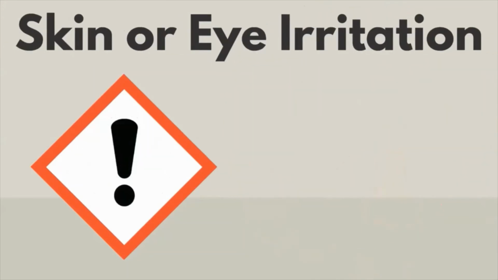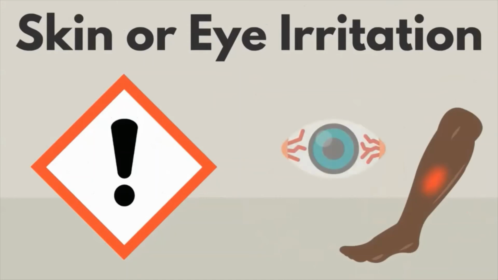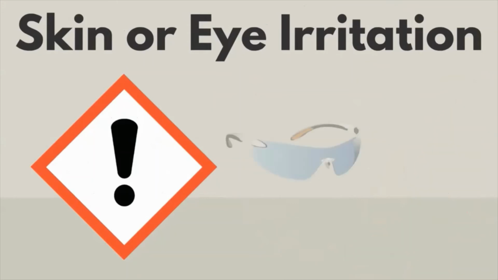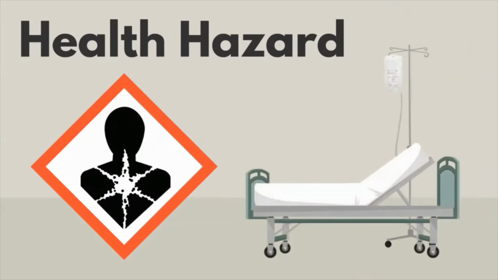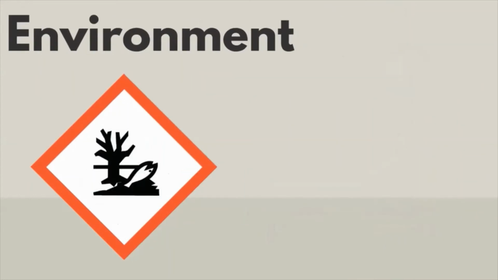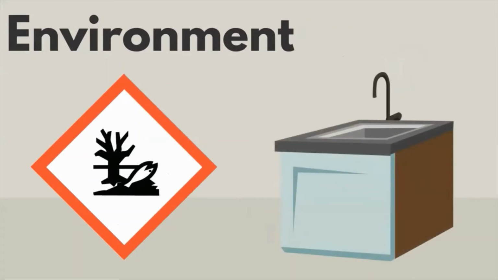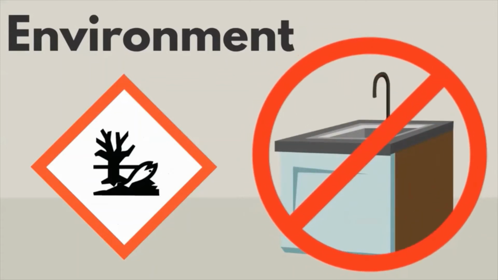A label with this symbol means the product could cause skin or eye problems. This symbol reminds you to wear protective equipment, or PPE. Products with this label are a health hazard. They can cause serious health problems if you use them a lot. This hazard symbol is used on products that can harm waters. They should not be poured down the drain.